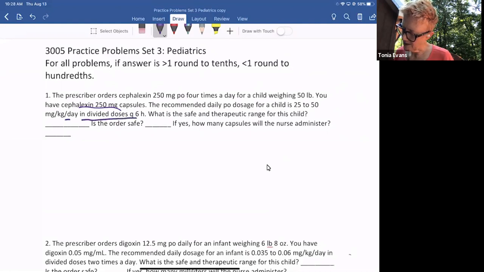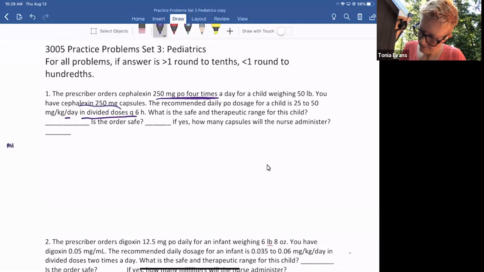This is in divided doses, our order is daily. I am going to figure this out for dose. So minimum and maximum milligrams per kilogram per dose is really what I want to know, because that's what my order's in. So minimum milligrams per dose is what I want to know.